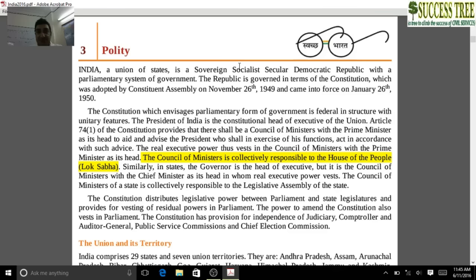You see the second paragraph of this? It says, somewhere in the middle, the highlighted portion: the Council of Ministers is collectively responsible to the House of the People, Lok Sabha. Do you find this line? This statement directly came in the UPSC question paper: which of the following statements are correct? The Council of Ministers is collectively responsible to whom? To the Lok Sabha. It's a correct statement. Many other questions have come up earlier directly from the India book polity portion. So either you can understand them from Lakshmikant or from the India book, it is up to you. But why I say it is important is because by reading the less, yes, static.